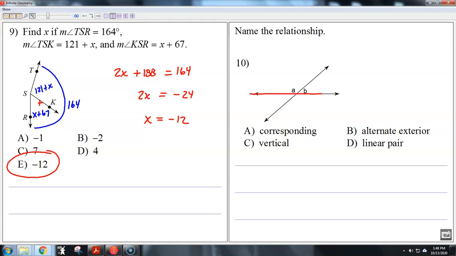Name the relationship. Well, these two angles are next door neighbors, so they're adjacent, but they do form a straight line. So they are known as a linear pair.